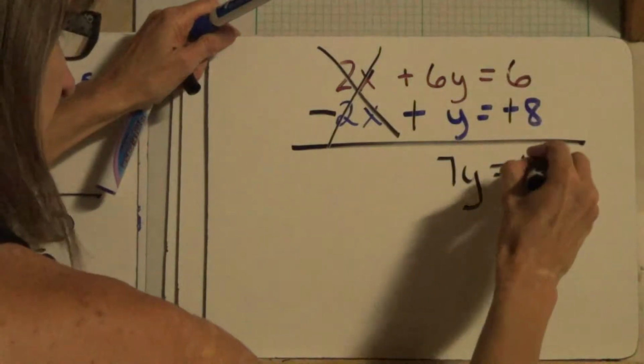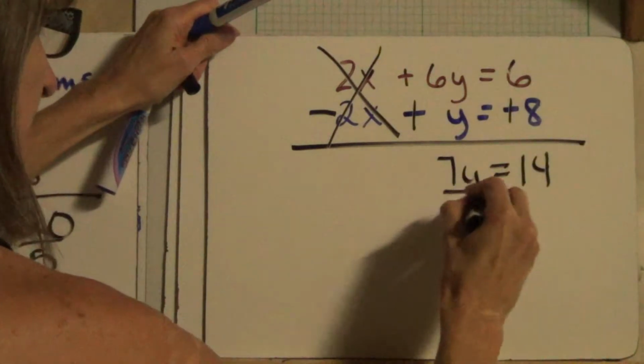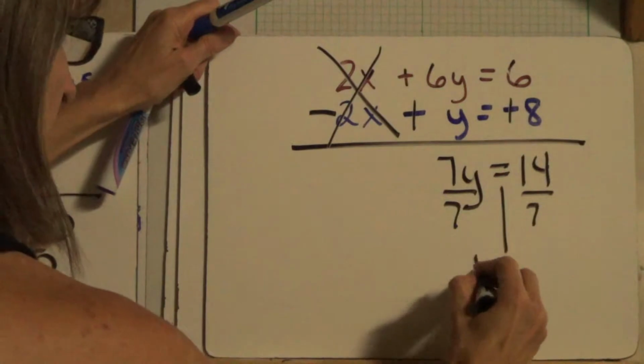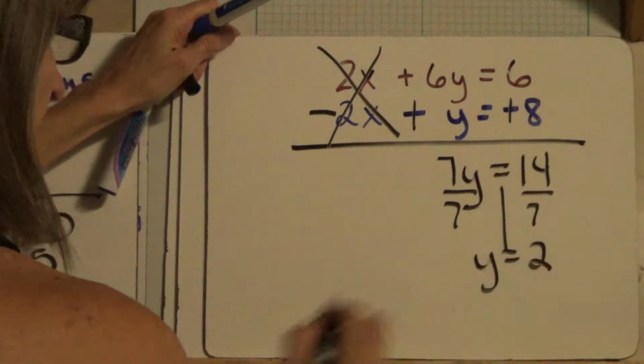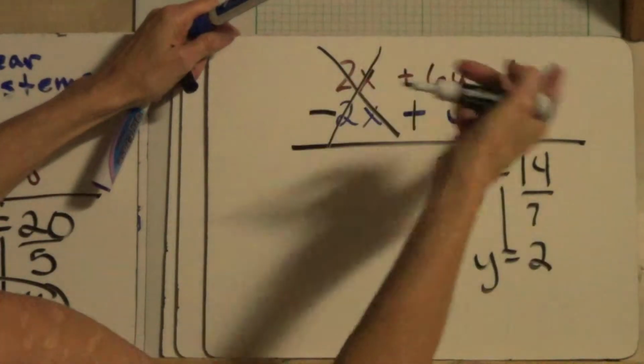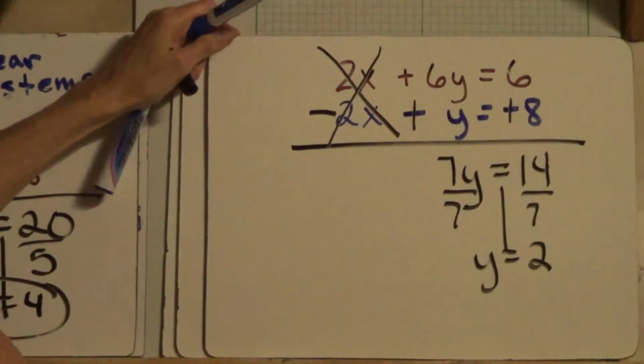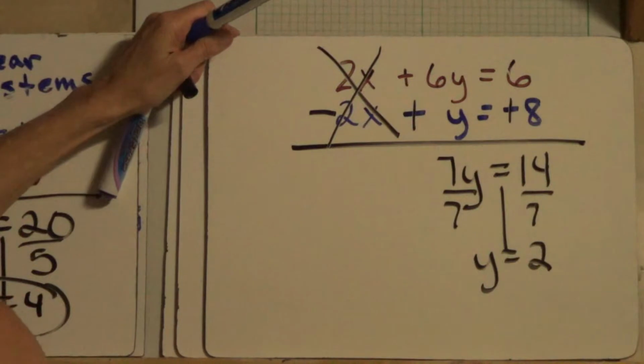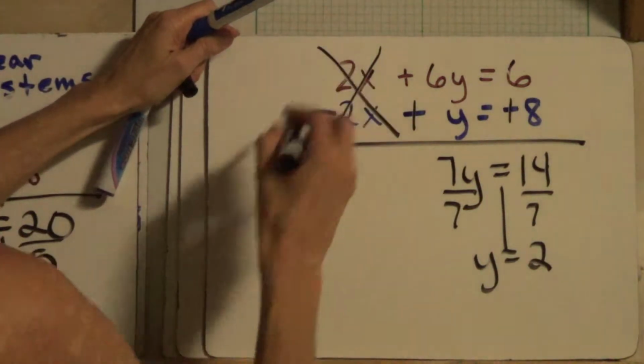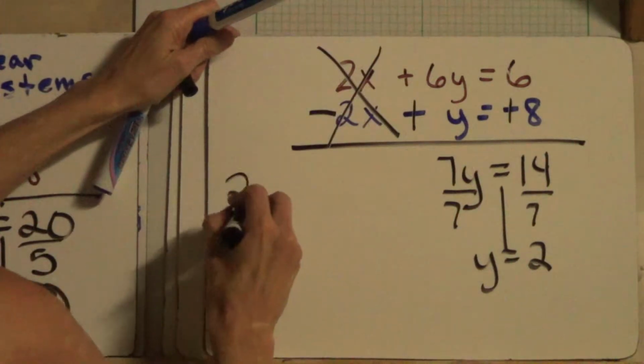6 and 8 is 14. Divide by 7, and we get y equals 2. Now we need to plug back into one of these equations. I say normally plug into the one that you haven't changed, just so you don't have any added possibility of error. So we plug 2 in for the y, not the x.